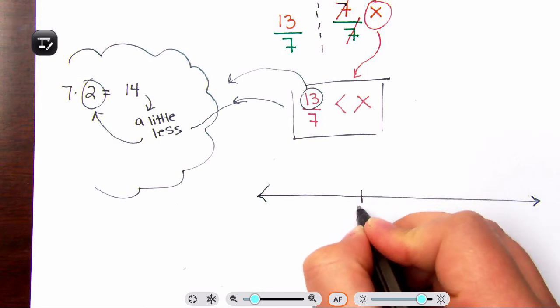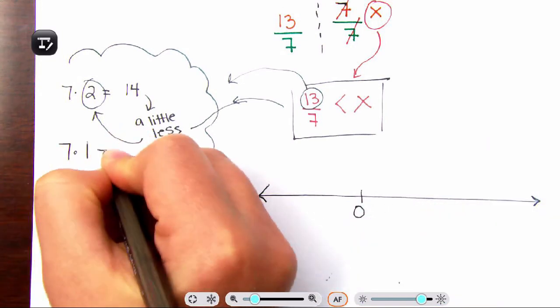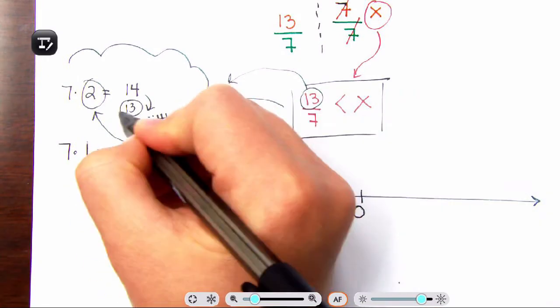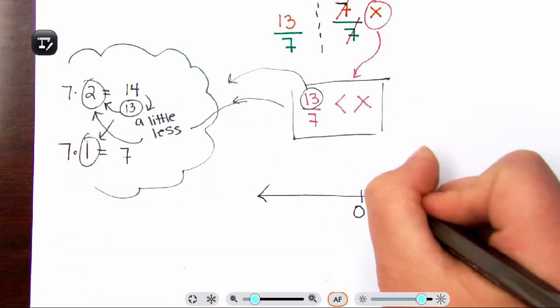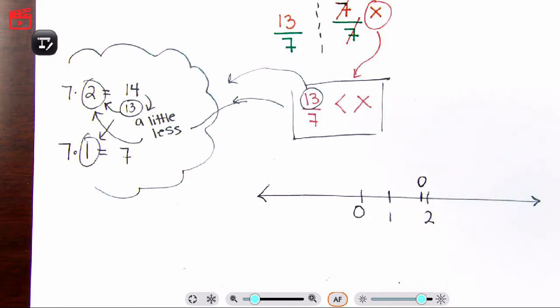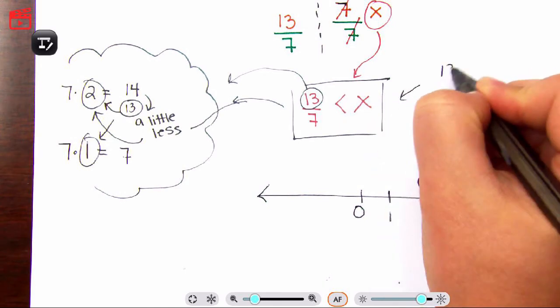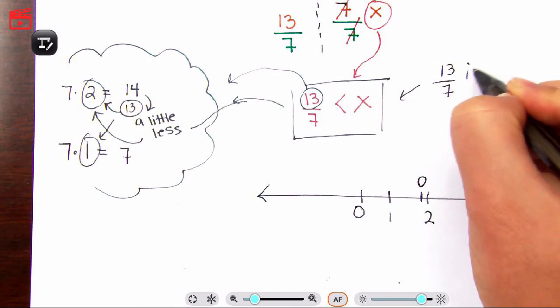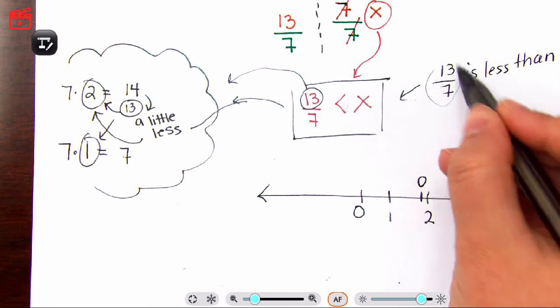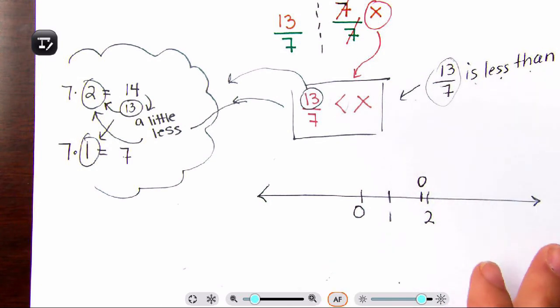7 times 1 is 7. So 13 is here, closer to 14. So that means I have to be closer to 2. So here's 1, here's 2. I am somewhere here-ish. Okay, I am close to 2, but I am not at 2, but I am further away from 1. Now, let's translate this. This is 13/7 is less than x. So that means 13/7 is less than x.